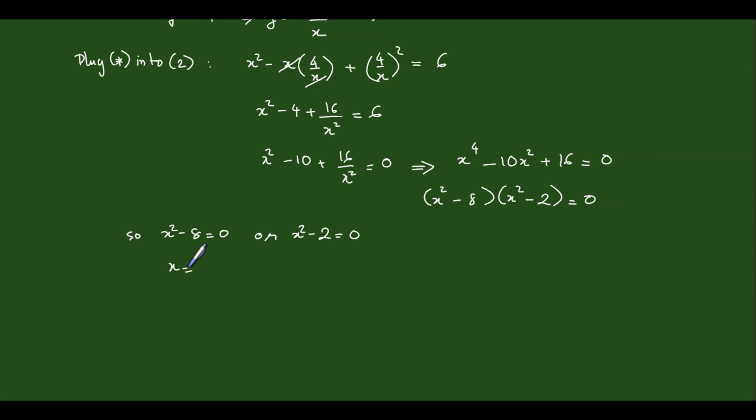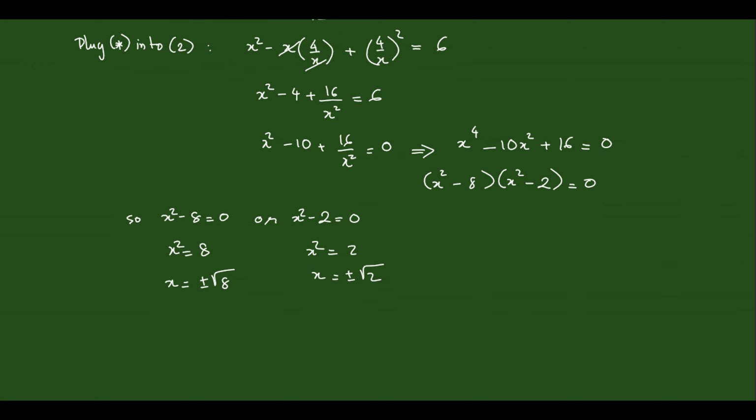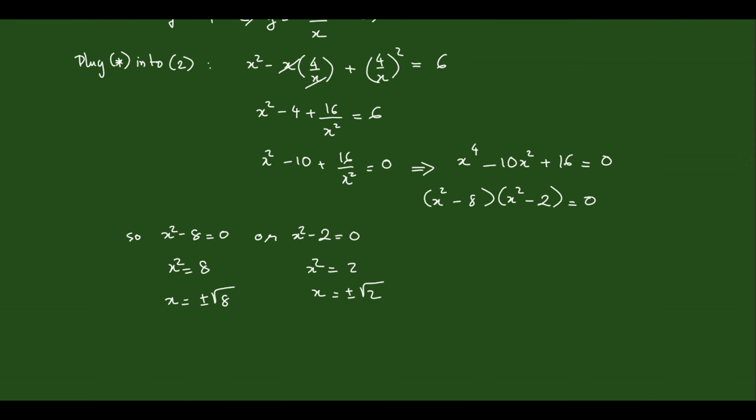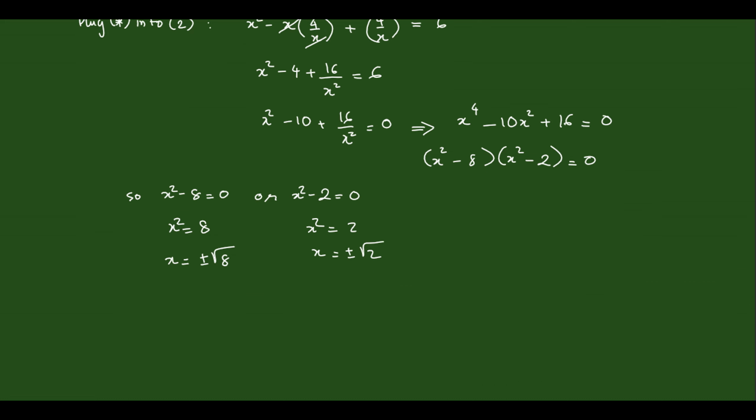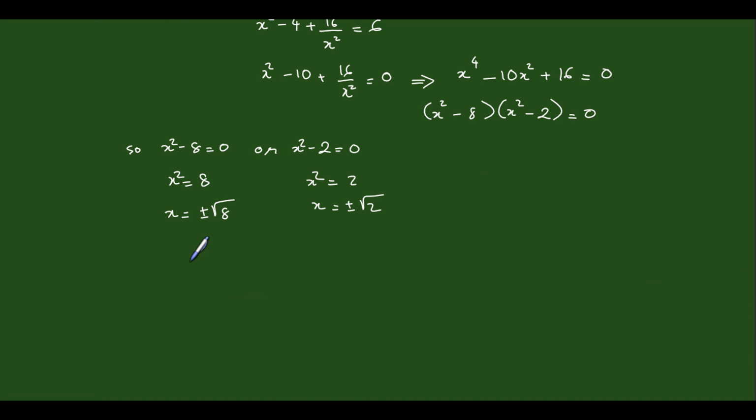Then you will have x squared equals 8. Then x will be equal to plus or minus the square root of 8. Over here, x squared equals 2. Then x will be plus or minus the square root of 2. Okay, so you see that we have 4 x-values in total. And I'm going to plug them back into the star equation.